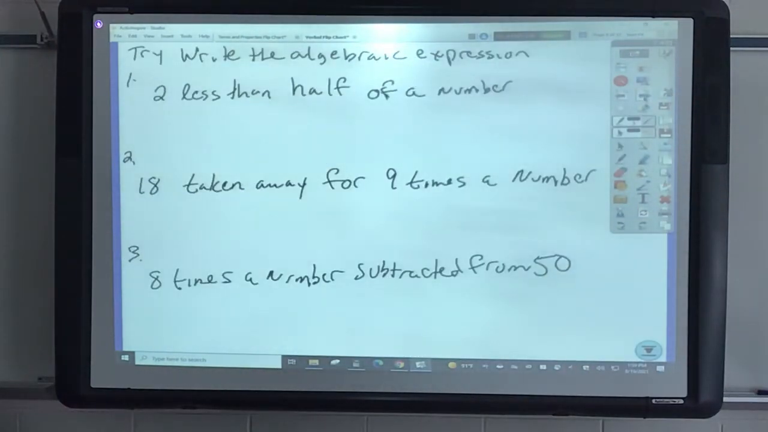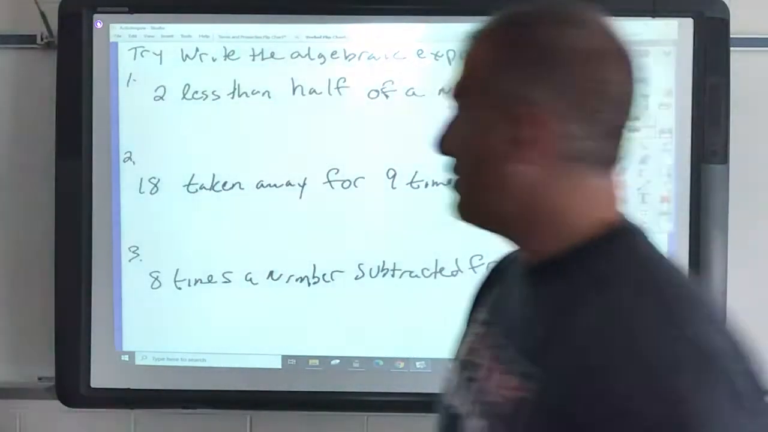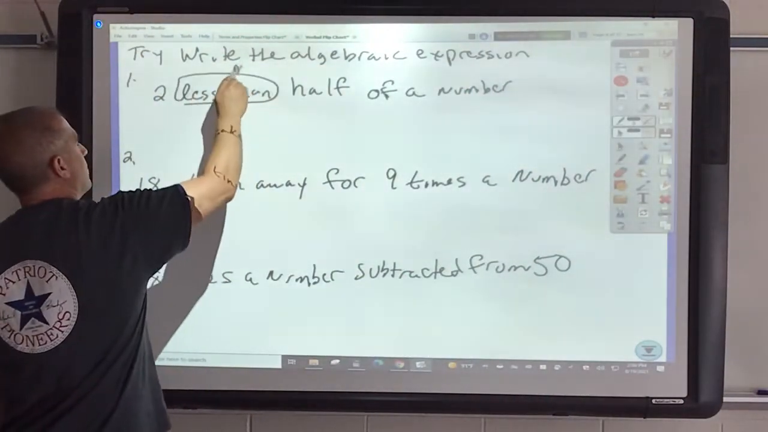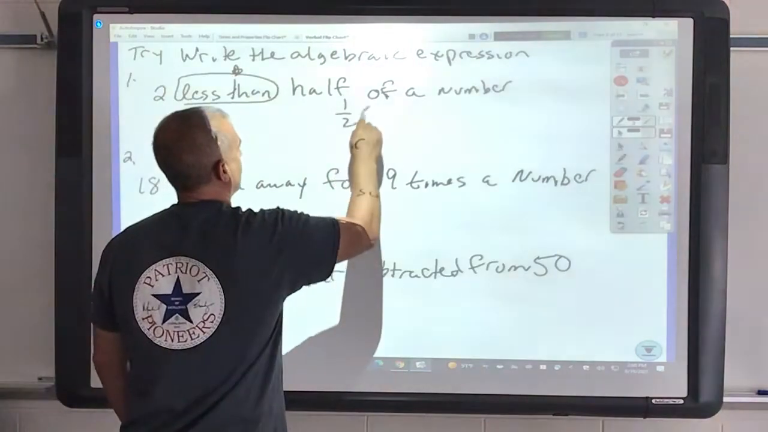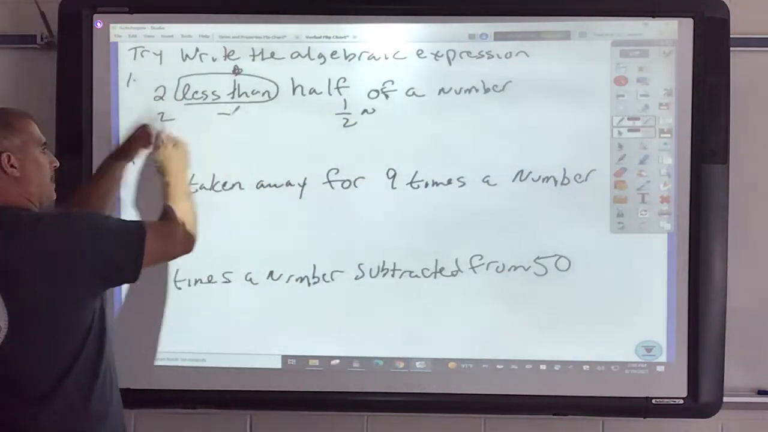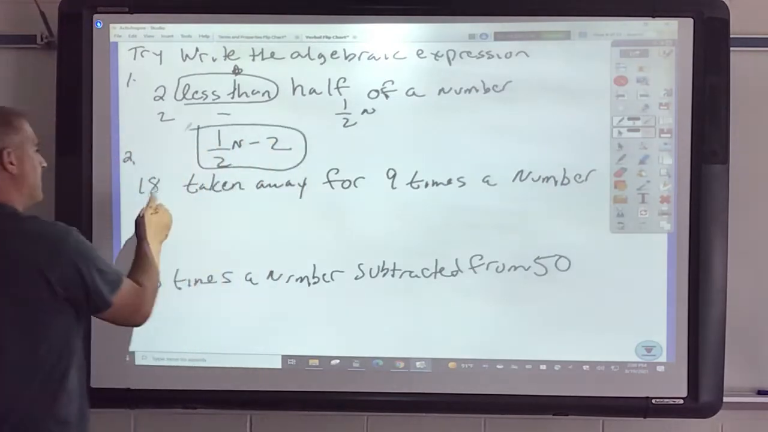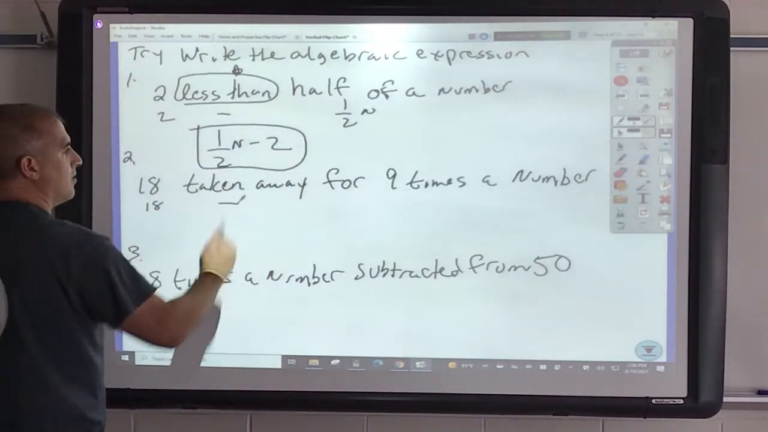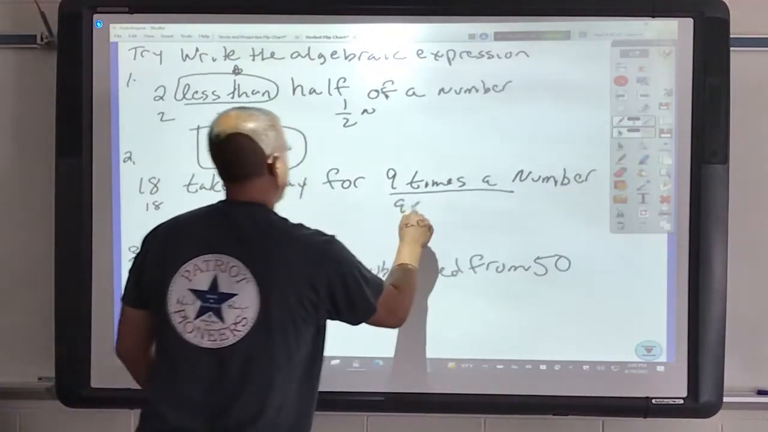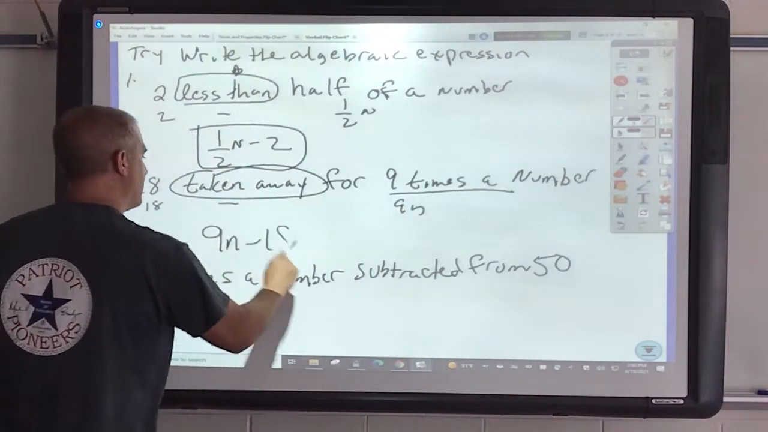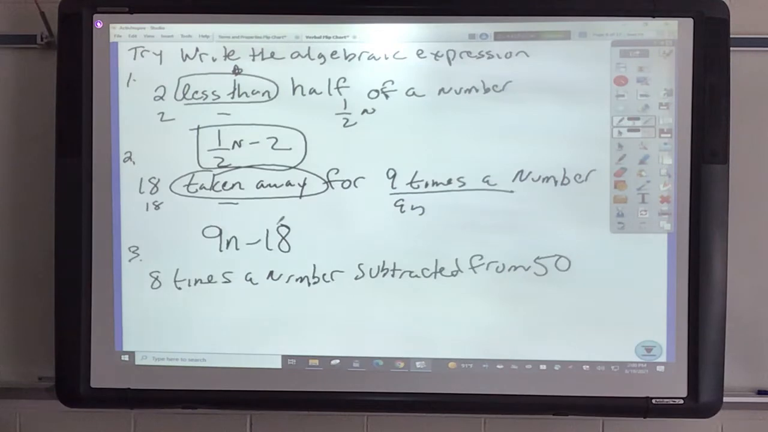Go ahead and pause your video and finish these in the formative. 12 less than, very important. Half a number, 2 minus, so that's got to flip. 1/2 n minus 2. 18 taken away from 9 times the number. Once again, key word, you got to flip that around. And 9n minus 18.